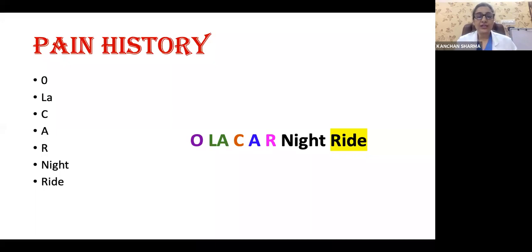Okay, so the first history we are going to take is the pain history, right? Because we are pain physicians, the patient is going to come to us with pain. So remember this mnemonic, and believe me, if you use this mnemonic for at least 20 or 25 patients, it will always be in your mind, and you will never miss a step of taking a pain history. Remember it, it's a very nice mnemonic: Ola car night ride. So you are in an Ola car and you are going for a night ride. That is how you should remember it. Now just remember the expansion of this mnemonic. O here.